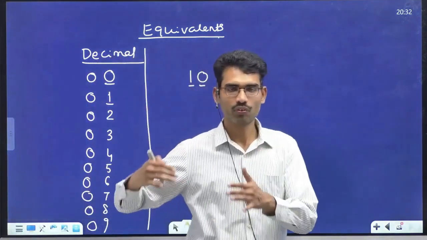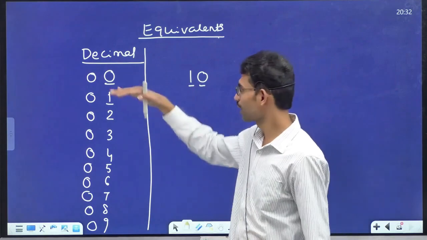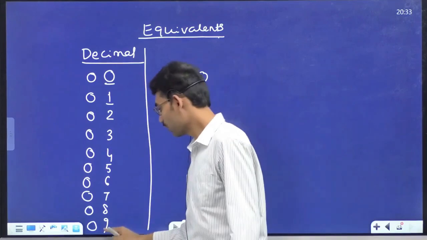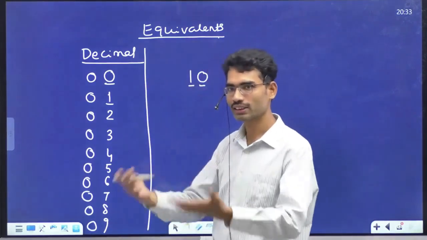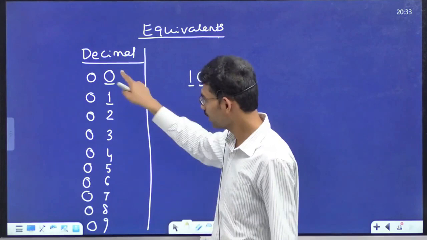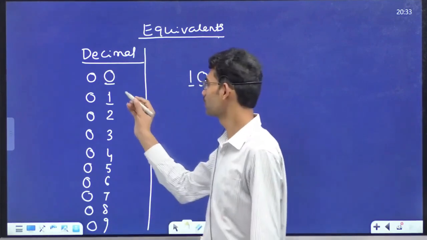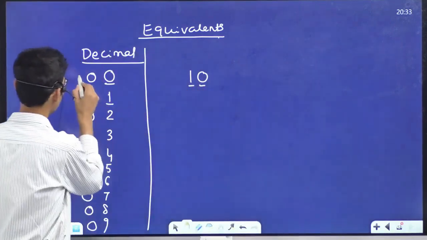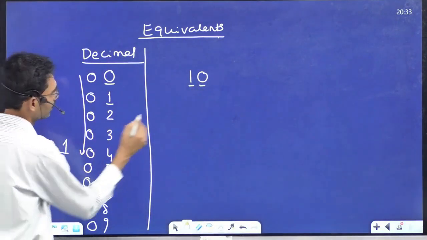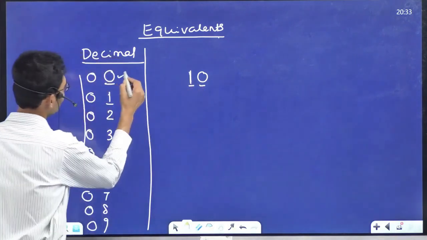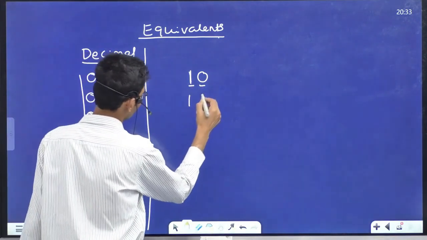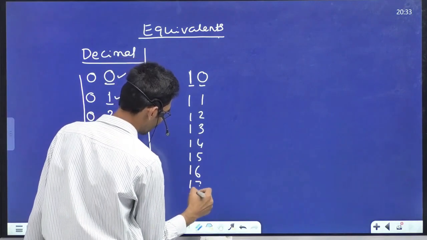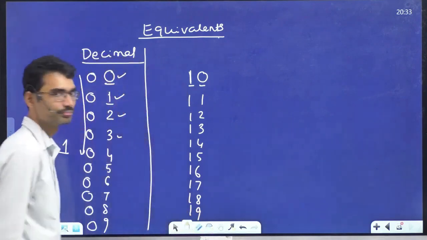So in the first, while you are writing for the first time, 0, 0, 0, 1, 0, 2, 0, 3, like this. Now the moment after 9, there is no other digit, but we have to reuse the same digits. Now in this place, I am putting 1. This is how you need to observe. This 0 becoming 1. Once again, 0, 1, 2, 3. 1, 1, 1, 2, 1, 3, 1, 4, 1, 5, 1, 6, 1, 7, 1, 8, 1, 9.